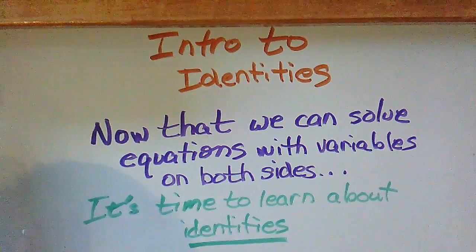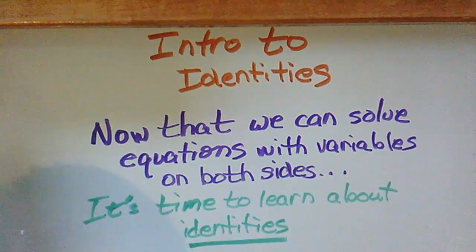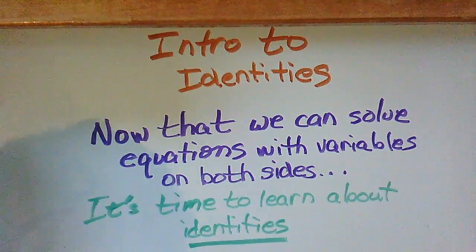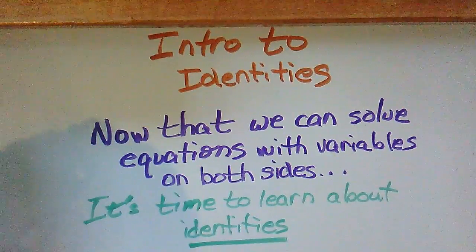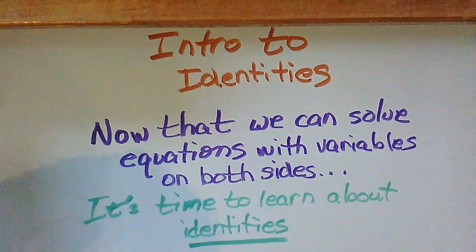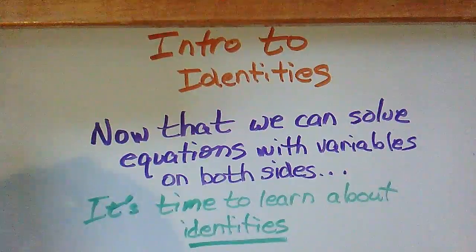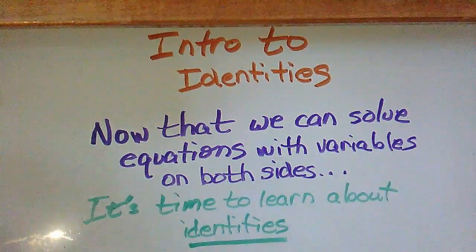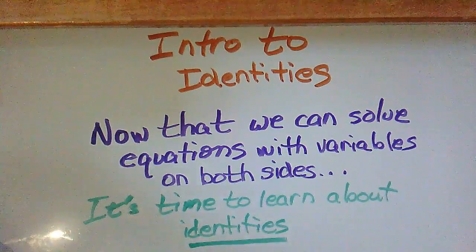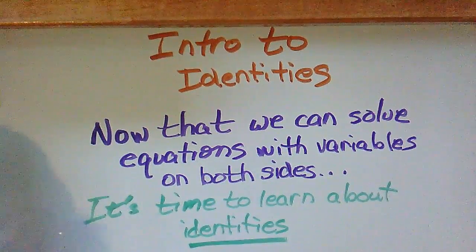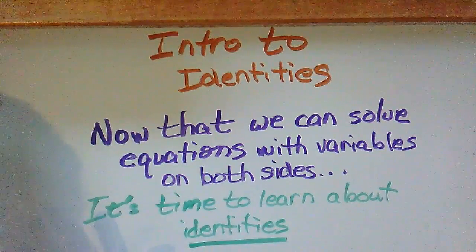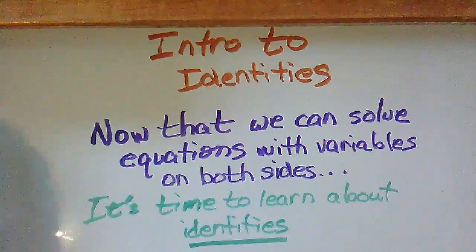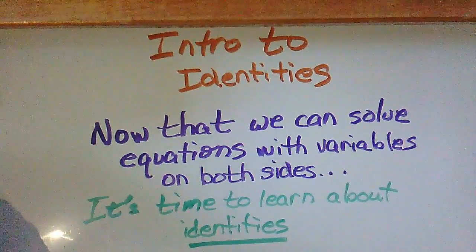In this video, we are going to learn about identities. Identities happen in all aspects of mathematics, so we may as well learn about them now. Identities in Algebra 1 have to do with equations with variables on both sides.